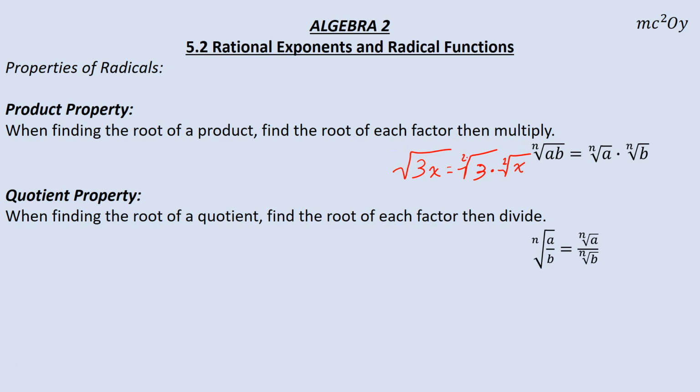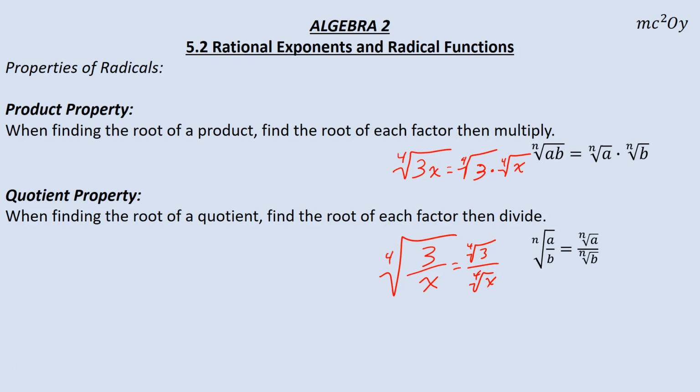Why don't we use something other than the second root, the square root? That seems silly. Let's say the 4th root. Okay, there's what I'm dealing with there. And so you're taking the individuals, and same thing with the quotient property. When finding the root of a quotient, find the root of each factor and then divide. So we could stick with the same stuff. So let's say 3 over x, and let's say we're taking the 4th root. So really that means the 4th root of 3 over the 4th root of x.